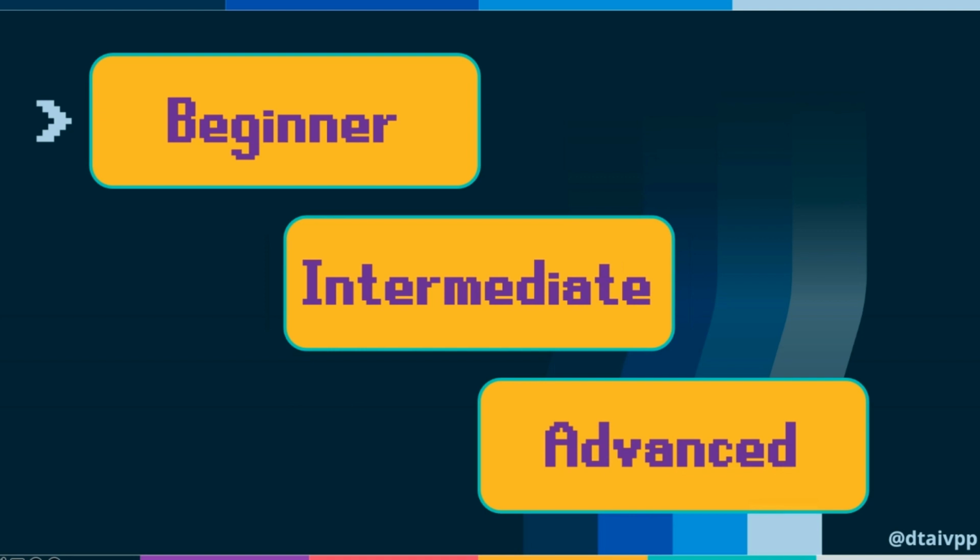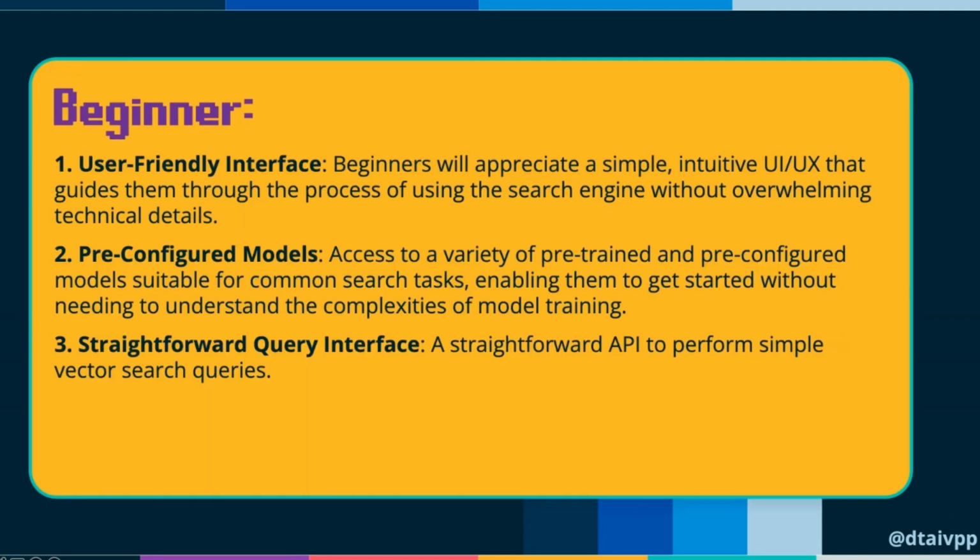So we have 3 different levels of vector search: beginner, intermediate, and advanced. And hopefully you'll find yourself identifying with one of these levels. So let's start with beginner. Our beginners to vector search are looking for a lot of different things. They're looking for a user-friendly interface. So if you're new to vector search, you might not know what a vector is or how it's used. So you want something very simple and straightforward that you can maybe click through to get into vectors.